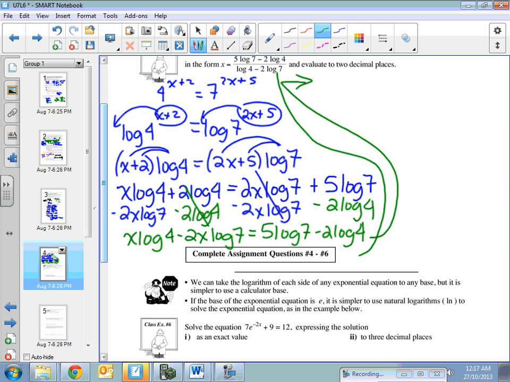I'm just going to start up on the right-hand side. Okay, so now I have x's on one side, numbers on the other. Let's factor out our x. So on the left-hand side, if I factor out an x, I'm left with log of 4 minus, and then 2x log 7. If I factor out x, it would just be 2 log 7, equals, and then I'm just going to leave the right-hand side alone. 5 log 7 minus 2 log 4.